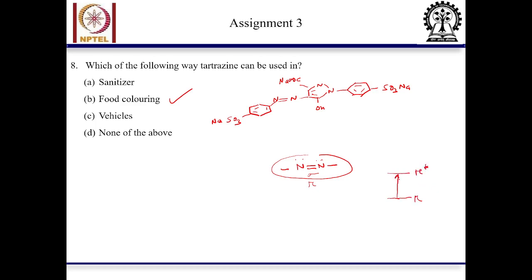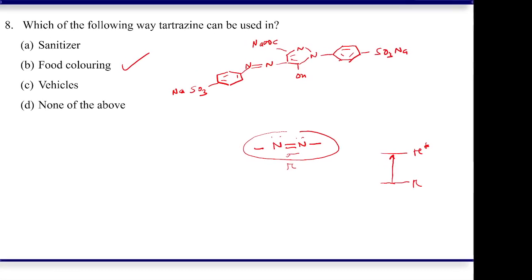So it is absorbing this light, so it is going to the electronically excited state. It will absorb this light and the complementary color will be emitted, which we can see through our eye, right? So this is where you can see. So this is the concept in this question.